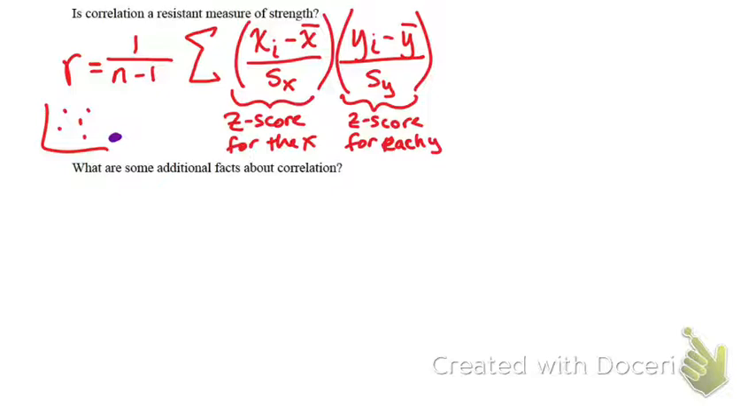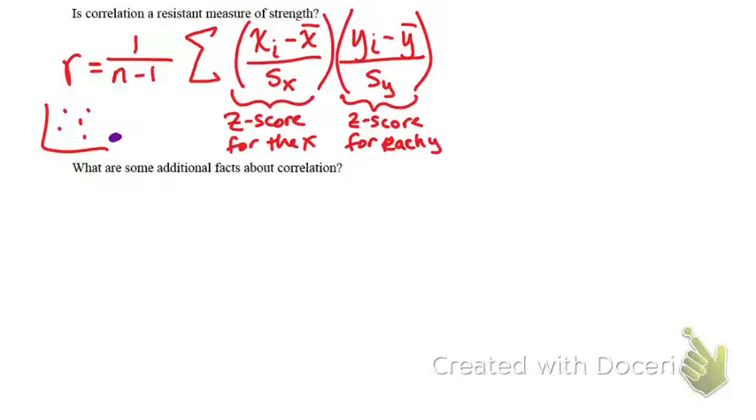If I add a dot, another value, not only am I changing how many values I've got, that's one variable I'm changing. I'm including a new x. I'm changing the mean of the whole thing for x. I'm changing the standard deviation of the whole thing for x. I'm changing the y value. I'm changing the mean of y. I'm changing the standard deviation of y. But it's only one value. But it's only one dot that changes every single value in that formula.